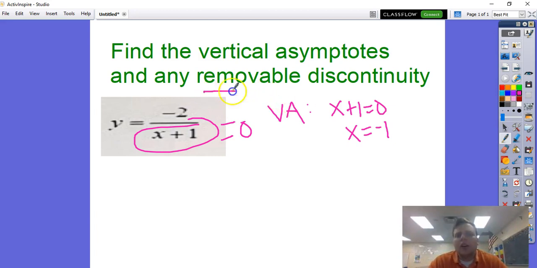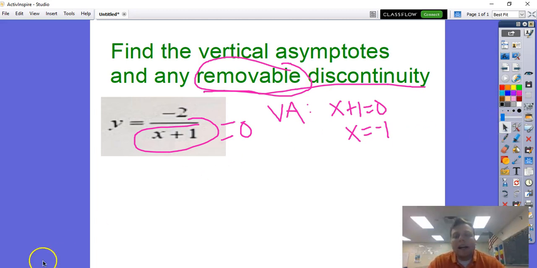But there is something else called a removable discontinuity, alright? Let's talk about that real fast. A removable discontinuity is just the idea that since this is a fraction, guys, that's what rational means, it means fractional, okay? It means that if there's something I can cancel out on top and bottom, I can remove it. So when you look at this guy, negative 2 divided by x plus 1, is there anything I can cancel out there? No. So there is no removable discontinuity. But if there had been, I would have a removable discontinuity.